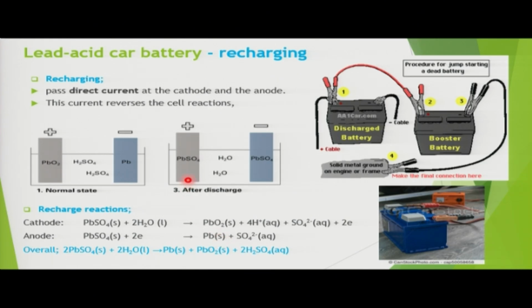Then at the other electrode, the lead sulfate gains electrons, forming the lead salt again. Then the cathode will now lose electrons, forming the lead oxide, which was in the normal state. So what I'm saying here is recharging is just opposing the discharging reactions. Just reverse them, and you'll have your battery fresh and ready to go. So that is basically the recharging.